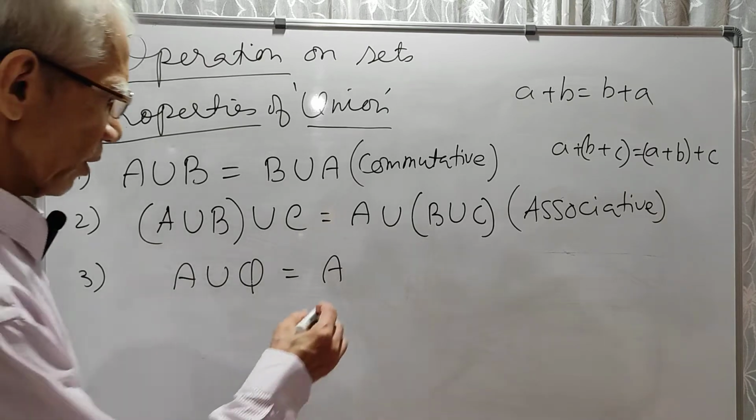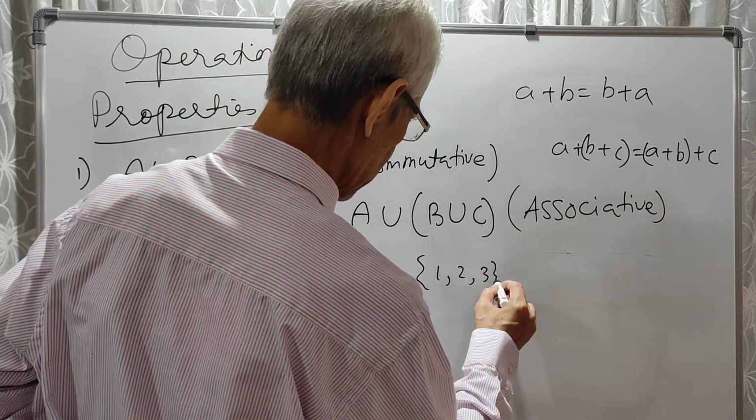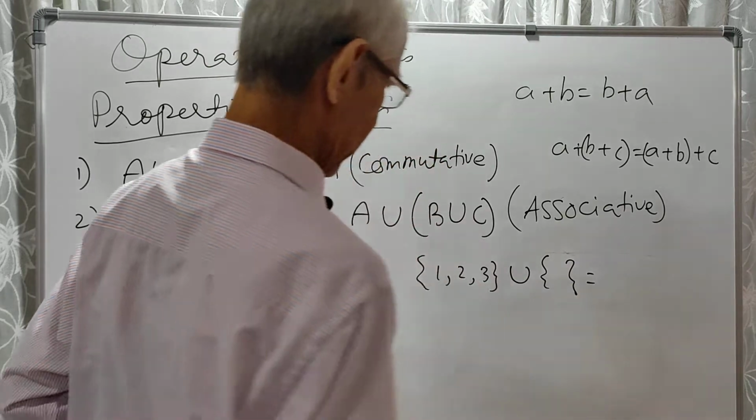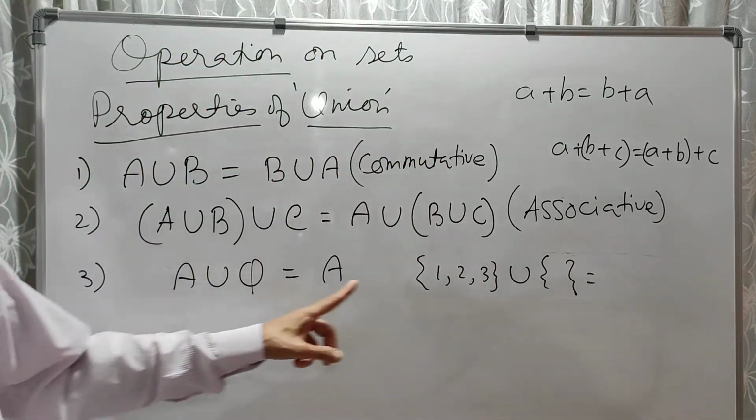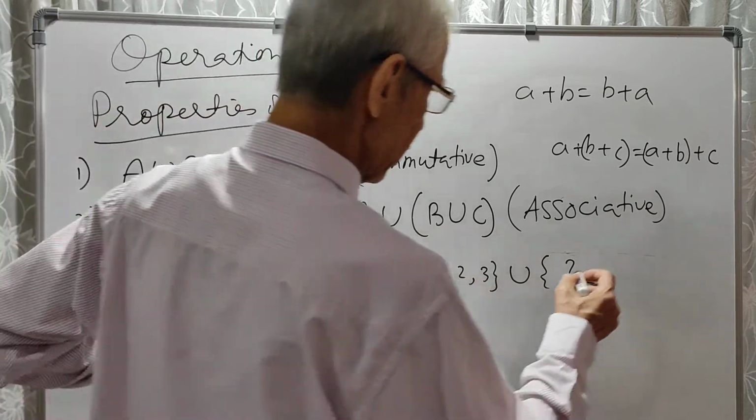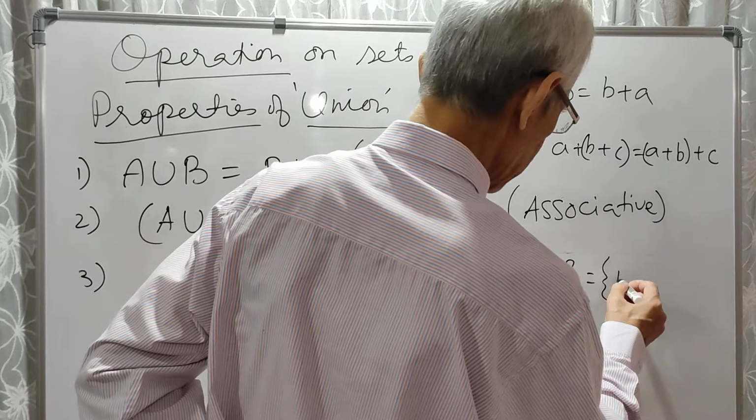All right. Suppose you want an example. Say this set 1, 2, 3, union null set. Null set means empty set. So this is suppose A union null set. Null set is empty set. So what is the union? The set containing all the elements of this and this. That means 1, 2, 3.